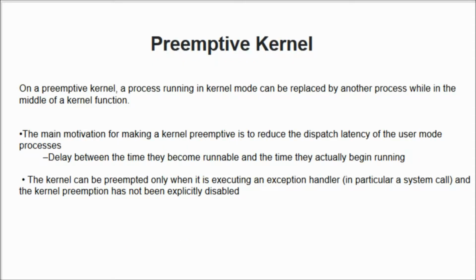What is a preemptive kernel? On a preemptive kernel, a process running in kernel mode can be replaced by another process while in the middle of a kernel function. The main motivation for making a kernel preemptive is to reduce the dispatch latency of the user mode processes. That is the delay between the time they become runnable and the time they actually begin running. The kernel can be preemptive only when it's executing an exception handler in a particular system call, and a kernel preemption has not been explicitly disabled.